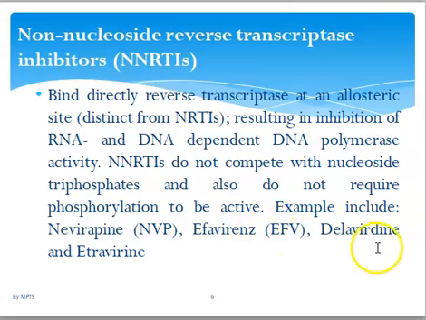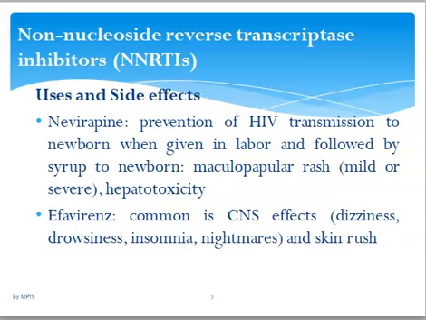Nevirapine, efavirenz, delavirdine, and etravirine are the examples. The side effects and uses. Nevirapine, of course, we know it is used in HIV prophylaxis for newborns when it is given during labor and followed by a syrup to the newborn. I'm sure you know the dose. The common side effect is a maculopapular rash, which can be mild or severe. That's why sometimes physicians in the HIV clinic give it in a tapered dose, to know the reaction.